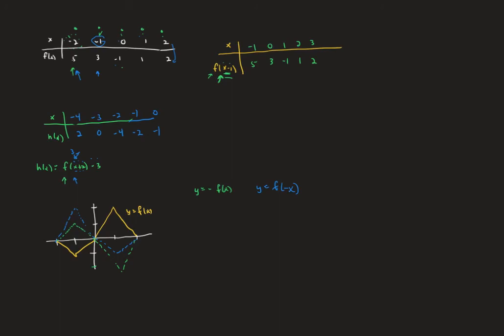Let's see if we can do y equals f of x minus 2. So that's going to move everything to the right 2. This point that was right here is going to get moved right 2. And this point is going to go right 2. And the origin is going to go right 2. And this point up here is going to go right 2. And this point on the x-axis is going to go right 2. And so we're going to get something like that.